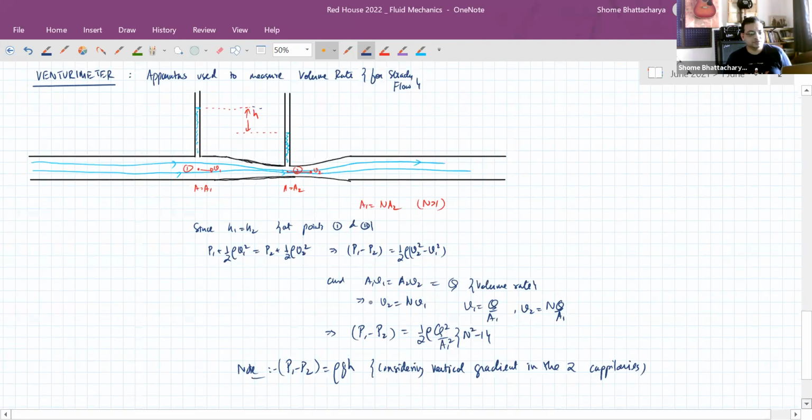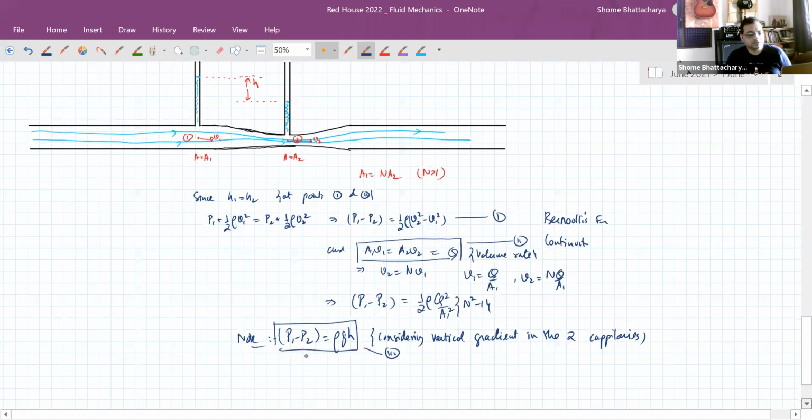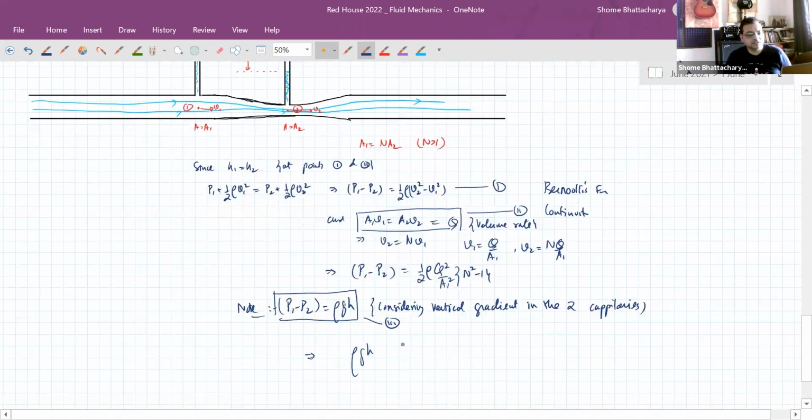So basically, we can say like this. This is our equation 1, which is coming from Bernoulli's equation. This is our equation 2, which is coming from the continuity equation. And now we have this other equation also, which is coming from the vertical pressure gradient. So considering all this, we can see that rho GH is equal to half rho Q square by A1 square into n square minus 1.